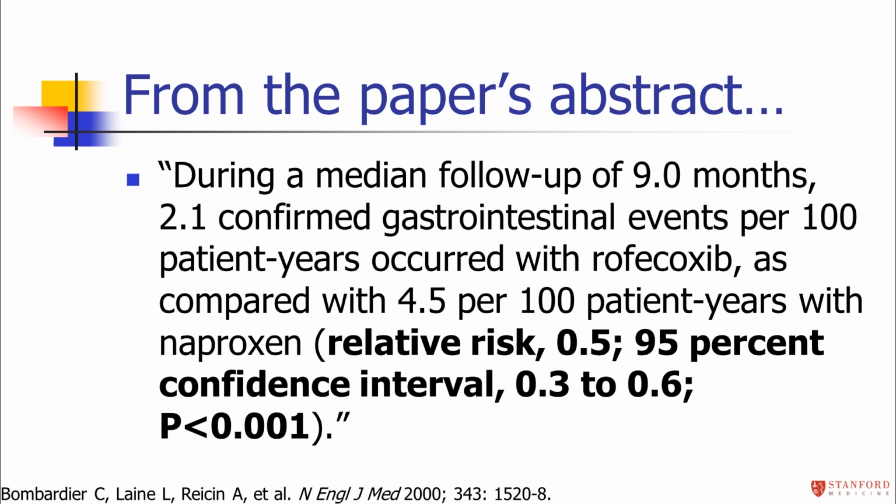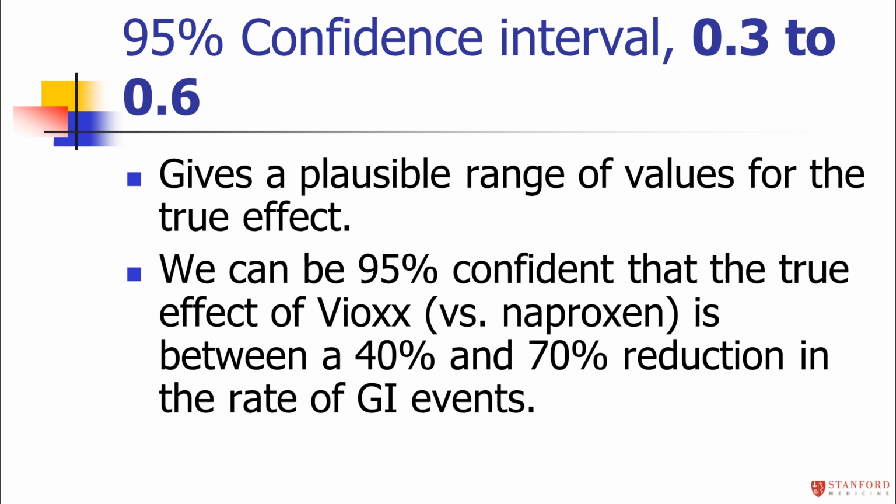And of course, whenever we do a study, we know that there's going to be some uncertainty. In other words, the true effect of Vioxx on GI events might not be exactly 0.5. We understand that when we do a study, there's uncertainty. We have to put a margin of error around our estimate. That margin of error is what we call the 95% confidence interval. So the 95% confidence interval here is 0.3 to 0.6. That gives us a plausible range of values for the true effect. The real effect of Vioxx on GI events, we believe, is somewhere between 0.3 and 0.6.